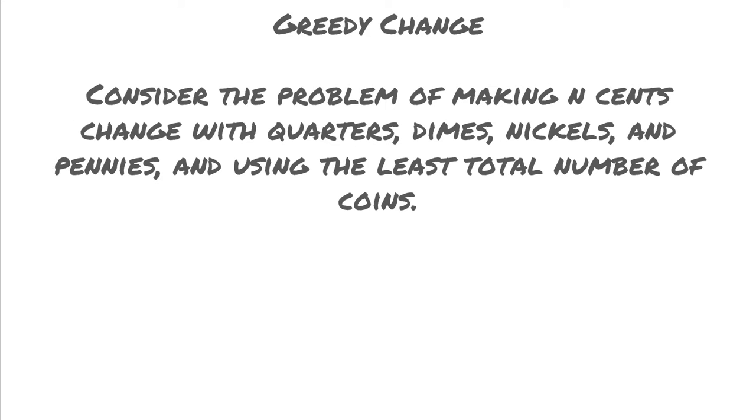So for example, we have greedy change. Consider the problem of making n cents change with quarters, dimes, nickels, and pennies, using the least total number of coins. So at each step, you have to focus on the largest amount first before you proceed with the smaller amount, and so on. So we come up with a pseudocode for this.